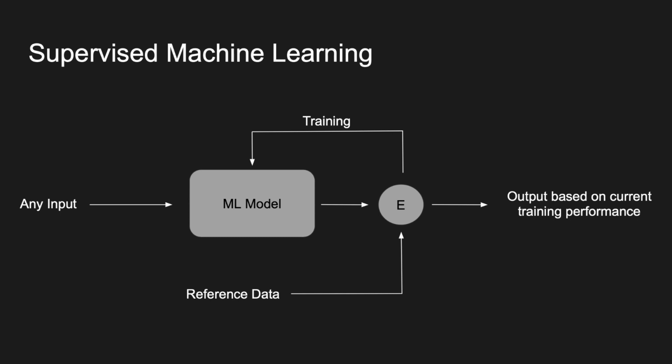Supervised machine learning is one of the forms of machine learning. Here you take input data and you have reference output data corresponding to this input data. You use the input data and the reference output data to train your machine learning model. This model can be any model that supports supervised machine learning, including an SVM model, which is also a form of supervised machine learning.